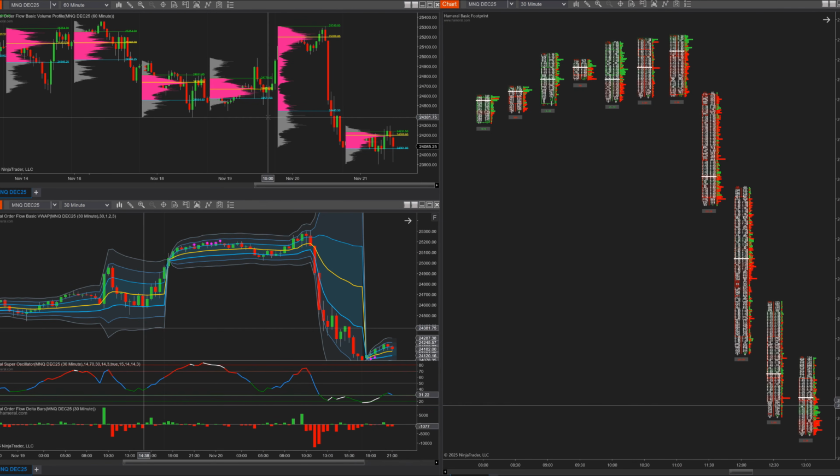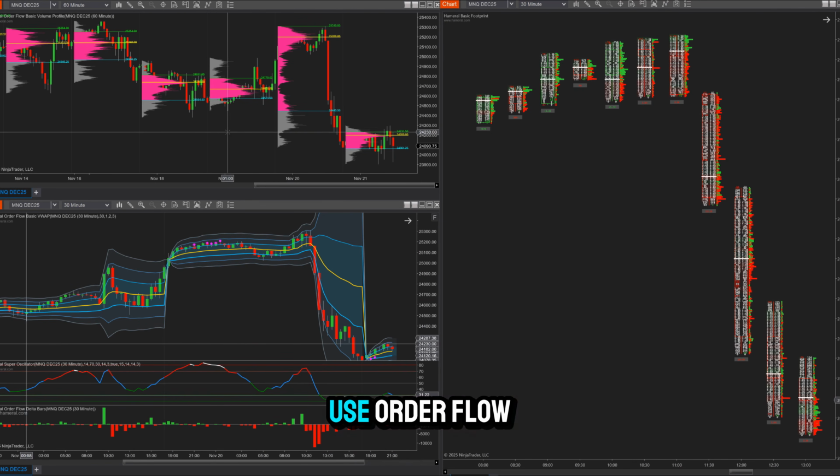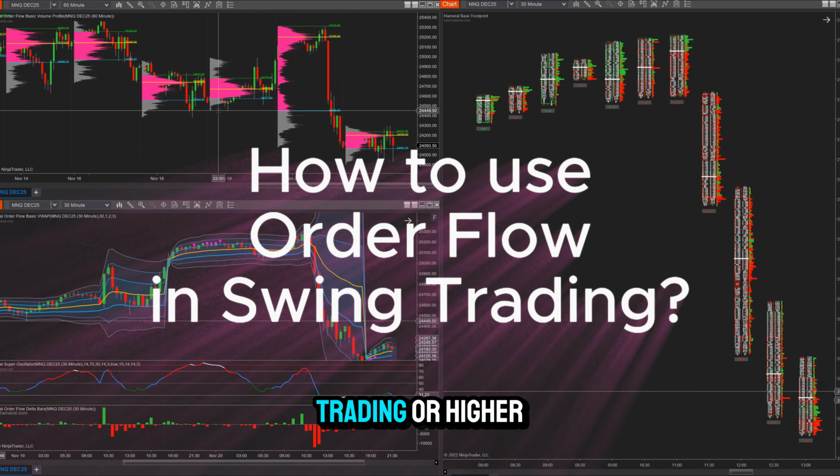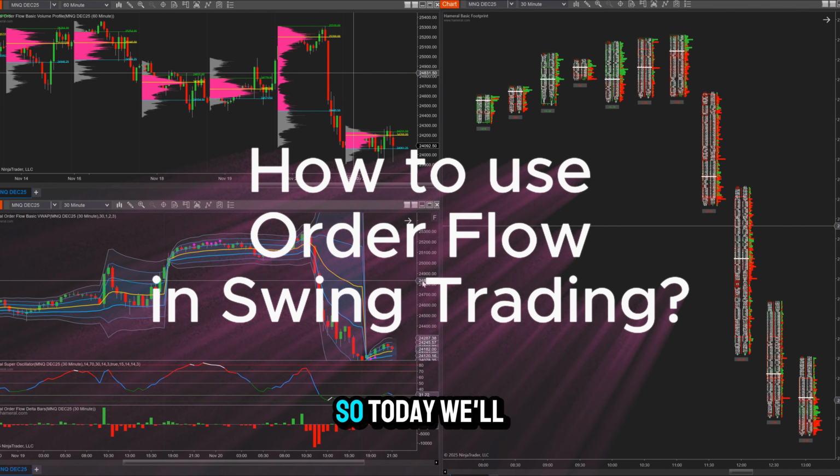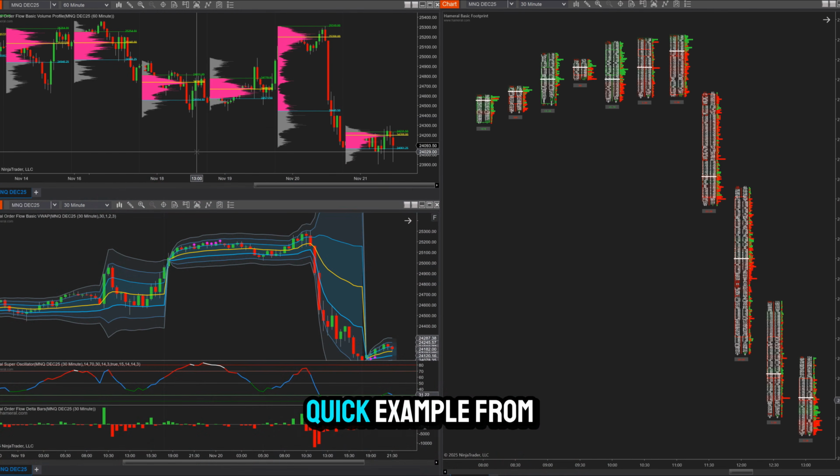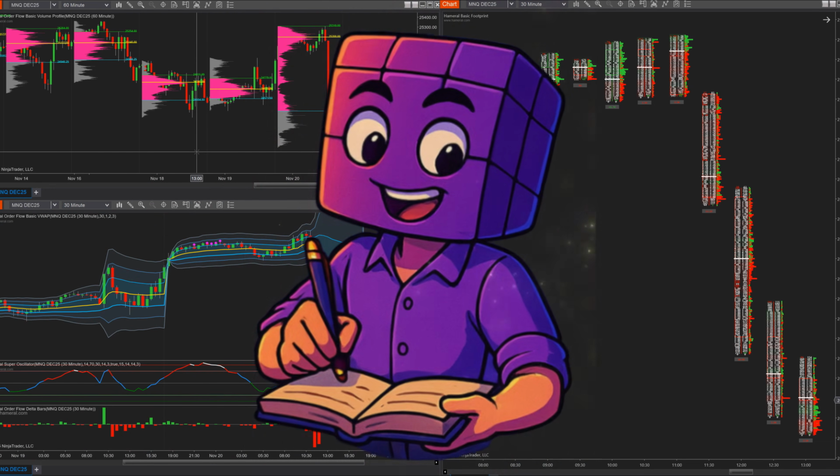Hi traders! We often get asked how to use order flow indicators for swing trading or higher timeframes. So today, we'll walk through a quick example from yesterday.